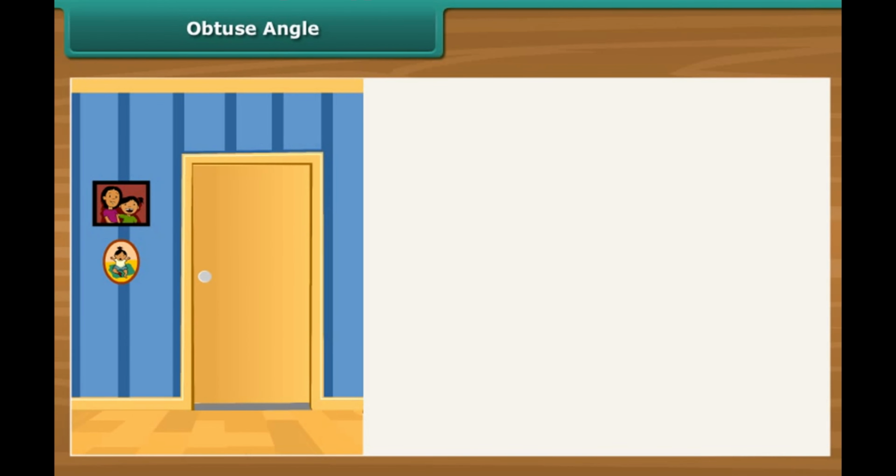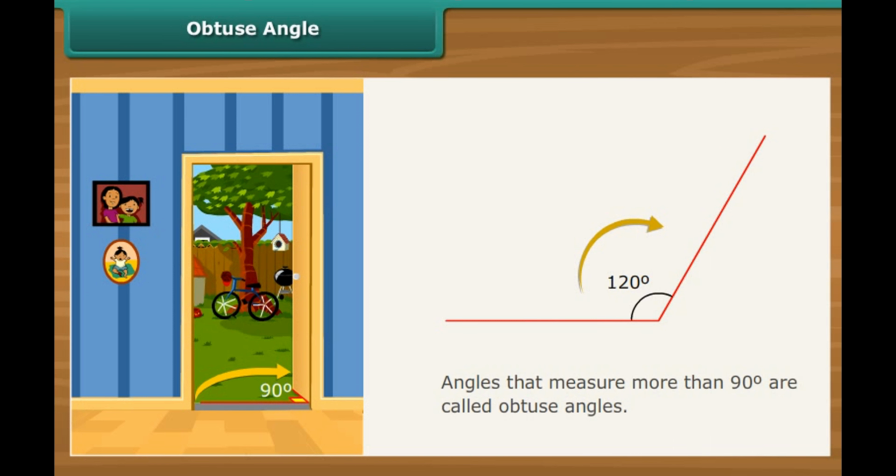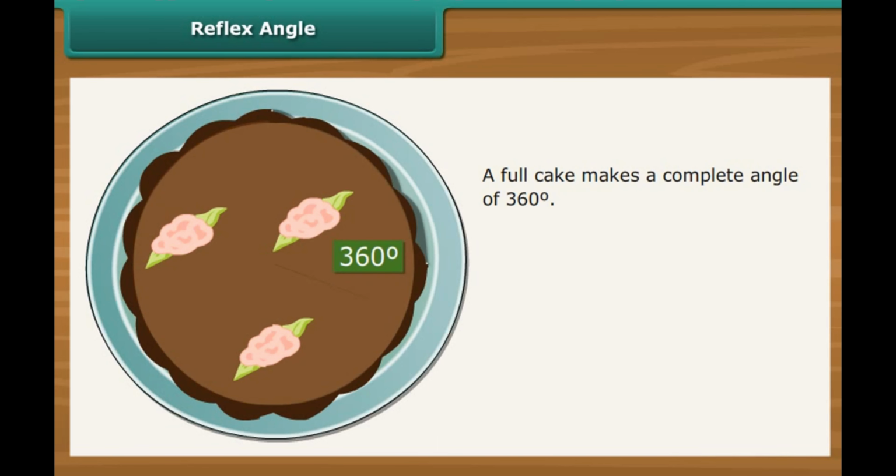Obtuse angle. Let us go back to the picture of open door. What do you think will happen if you push the door further to the right? The measure of the angle will exceed 90 degrees. Angles that measure more than 90 degrees are called obtuse angle. Reflex angle. Look at this cake. 1/4 of it has been sliced out. A full cake makes a complete angle of 360 degrees.